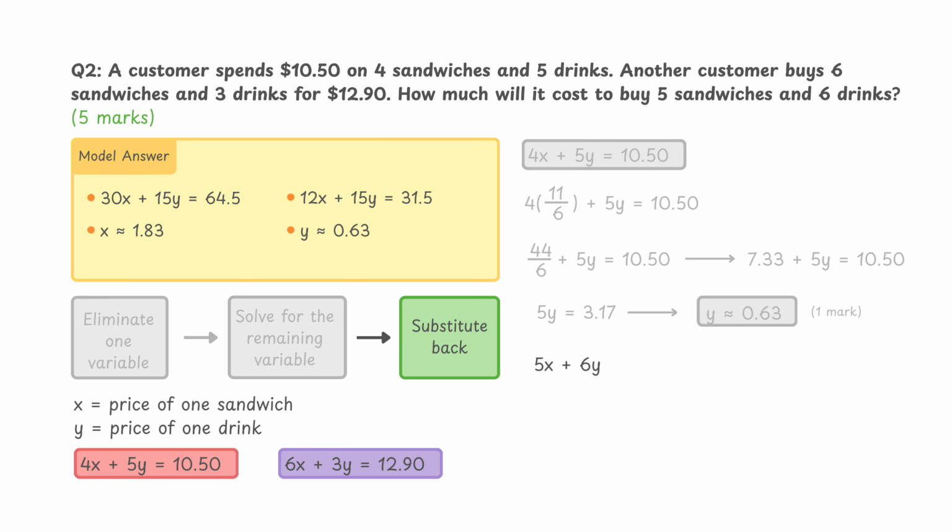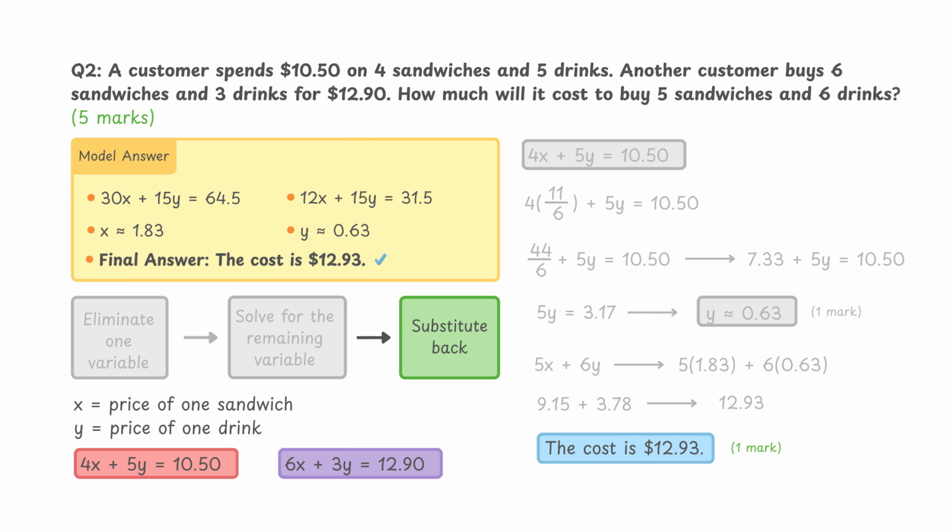Now we find the total cost, 5x plus 6y. Substitute the values, 5 times 1.83 plus 6 times 0.63. This gives 9.15 plus 3.78, which equals 12.93. Final answer, the cost is $12.93. This earns 1 mark.